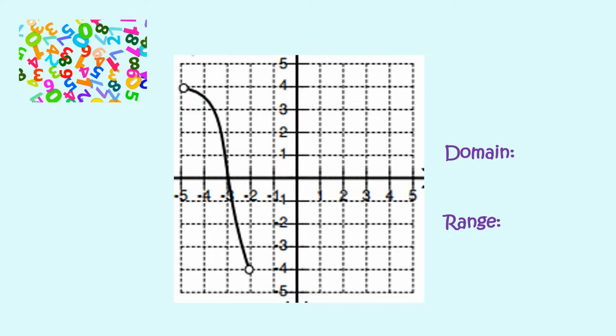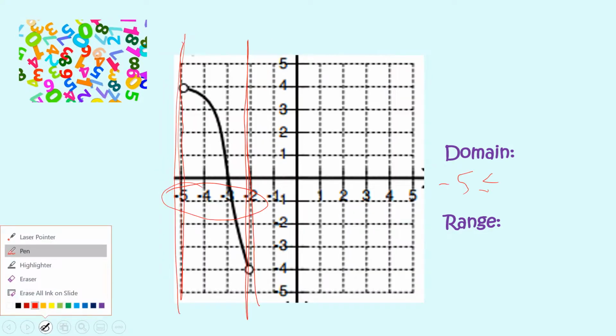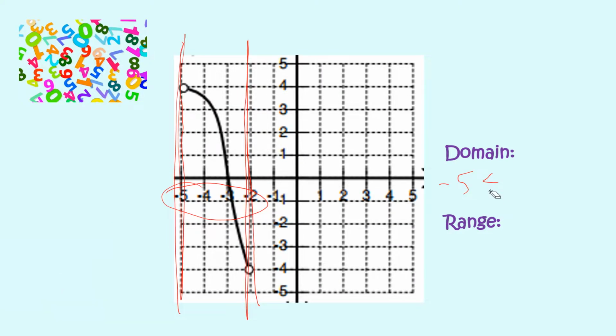Okay, here's another example. So your domain, remember we're talking about the x, starts here, and it's ending here. So as I look, it's going to be between these numbers of -5 and so on. Okay, it's not going to have a line under it this time because we have an open circle. Your range, remember the y values? Okay, my lowest y value is -4. The highest y value is +4.